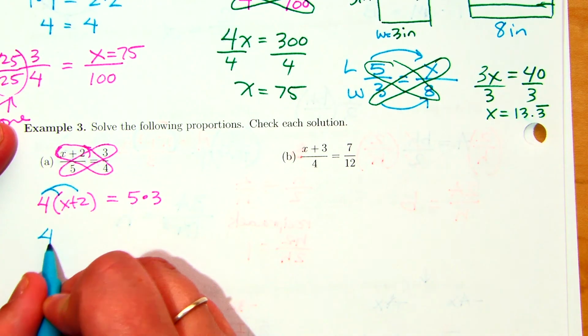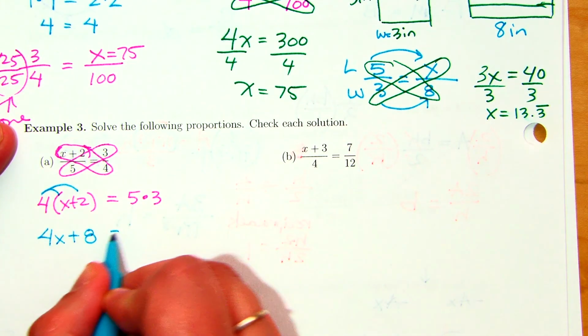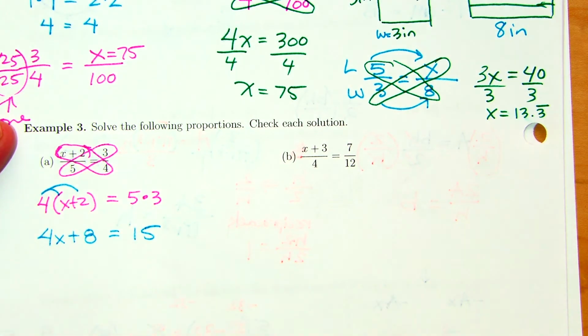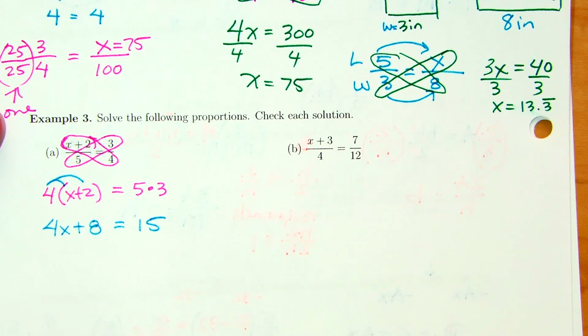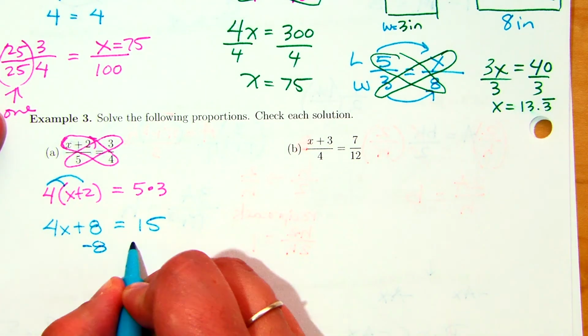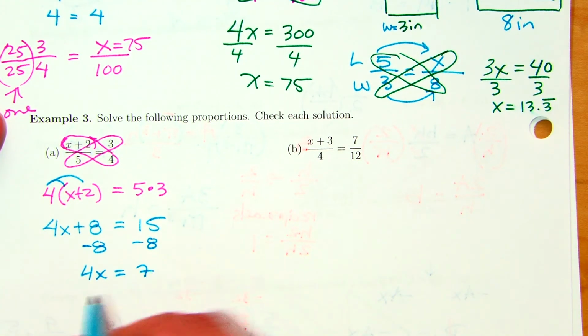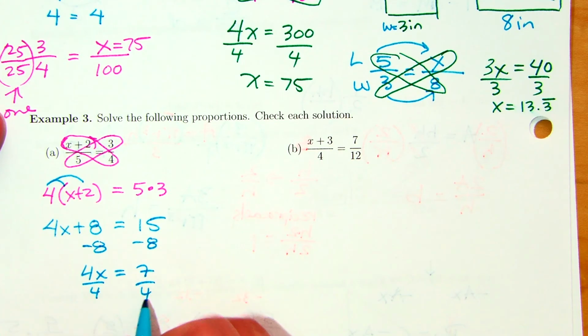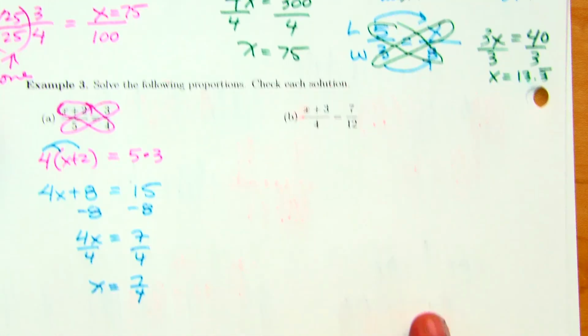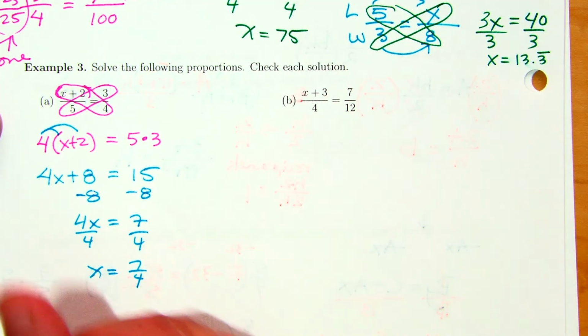Yeah, so I have 4x plus 8 equals 15, minus 8. 4x equals 7, divided by 4. X equals 7/4. Okay, and then we'll go ahead for our check.